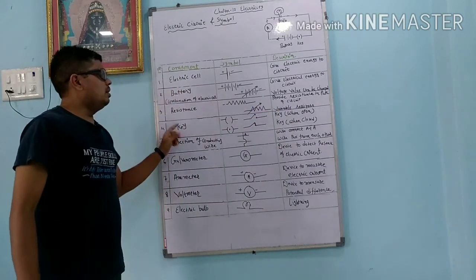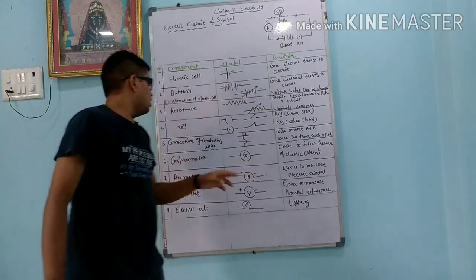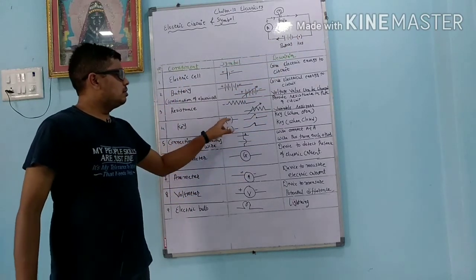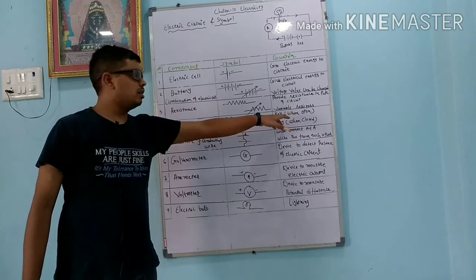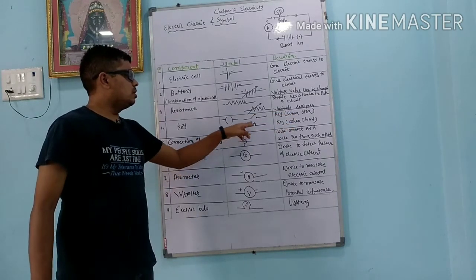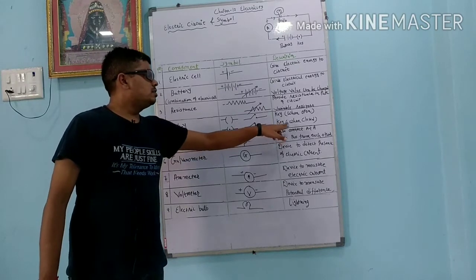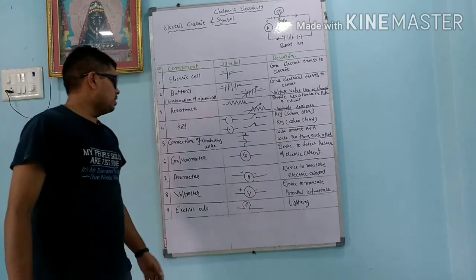Okay. Key, here a key is there. A key has two conditions. When no dot is there, it is not connected, then it is open, and there is no electric current. But when the key is closed, the key is connected. When the key is closed, it means electric current is passed.